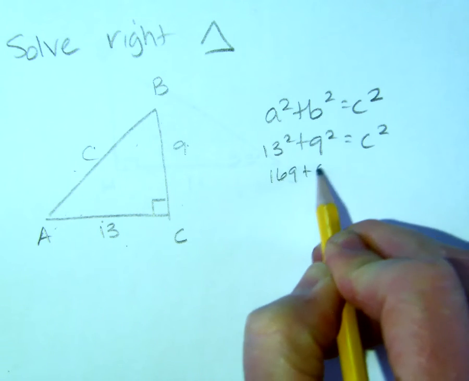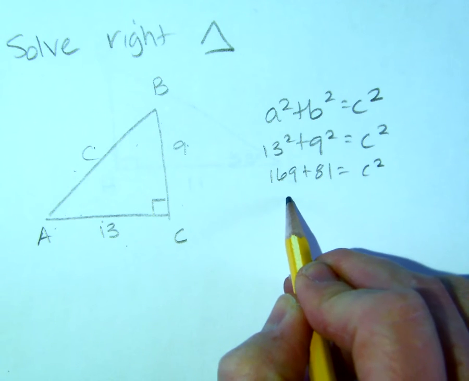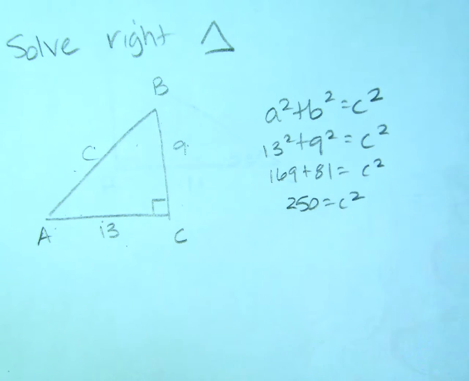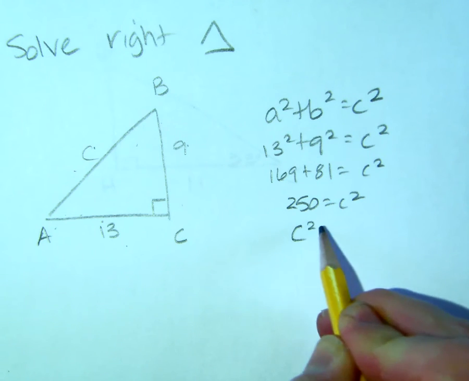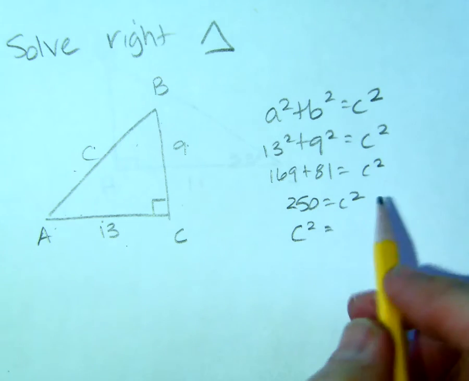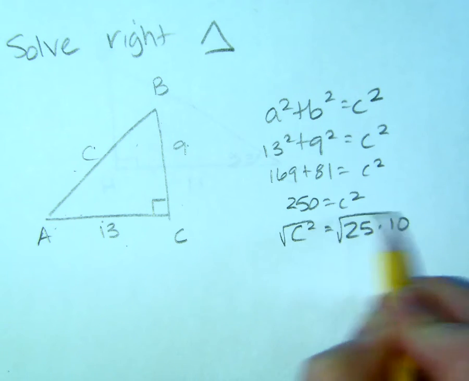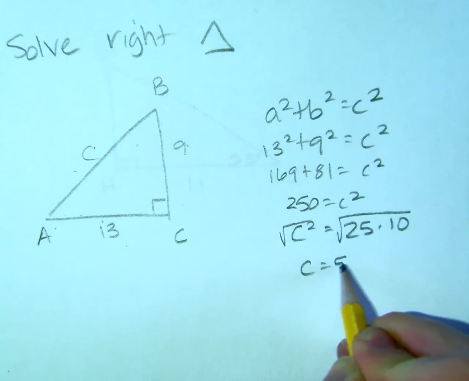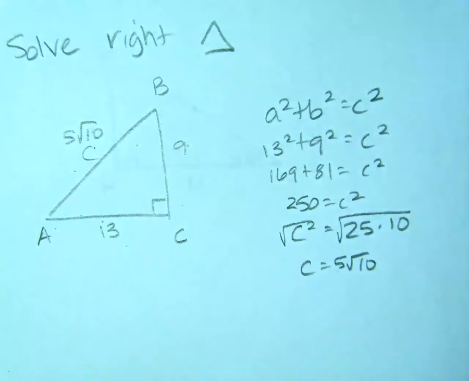So this is 169, that's 81. What does that work out to be? 250? Not positive on that. 13 squared plus 9 squared equals 250. Yeah, and I can see pretty quickly that that's 25 times 10. So if I take the square root of that, I get c equals 5 root 10. And I like to fill it in.